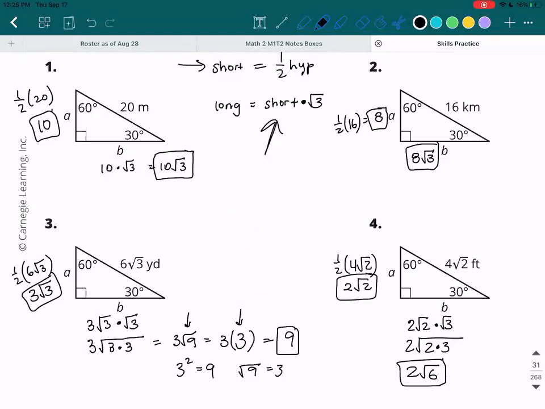Oh my god, I was lagging. Okay, I just asked if you guys had any questions. I also said that radical 6 was simplified already because there are no perfect squares that fit into it. Perfect squares being 1, 4, 9, 16. None of those fit into 6, so radical 6 is as simplified as it gets. Any questions?